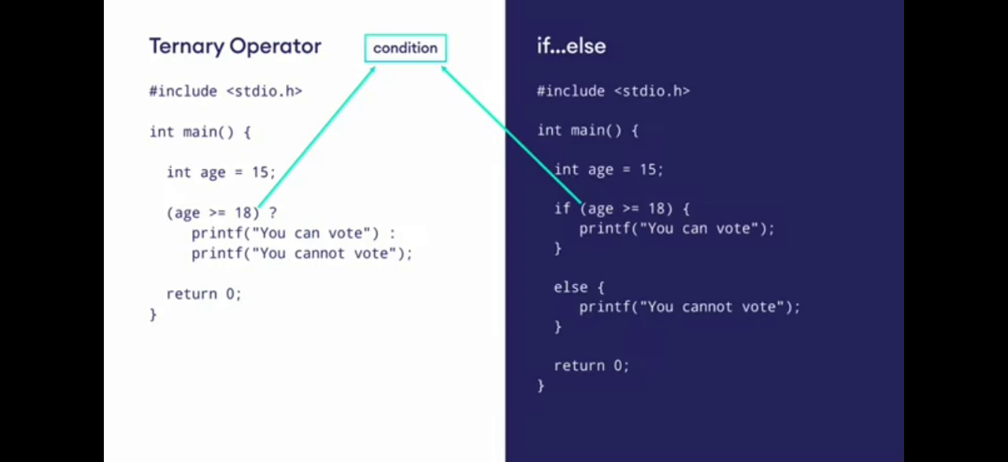In some cases, we can replace the if-else statement with a ternary operator. This will make our code cleaner and shorter. Let me show you an example. On your screen, you can see a program that checks if you can vote or not using the if-else statement on the right and the ternary operator on the left. Both programs are doing the same task and checking if a person can vote or not. And you can see the use of the ternary operator has made our code cleaner and shorter.